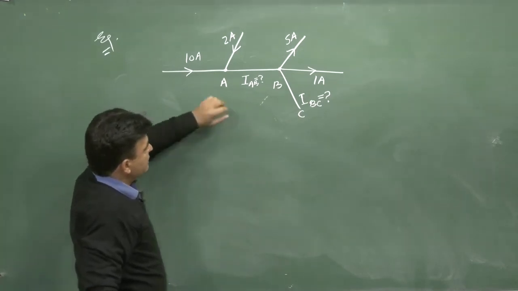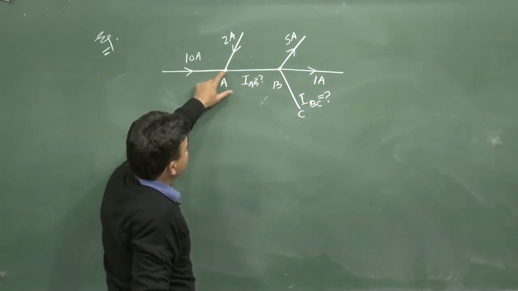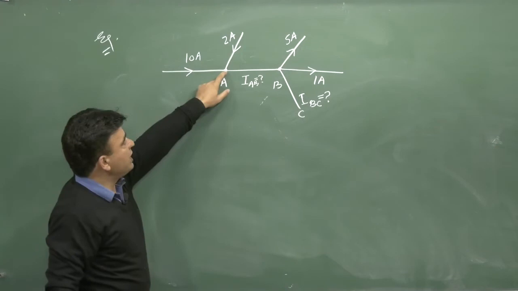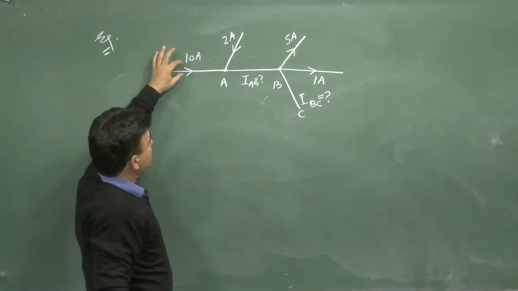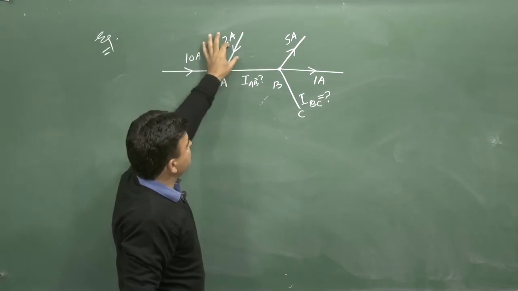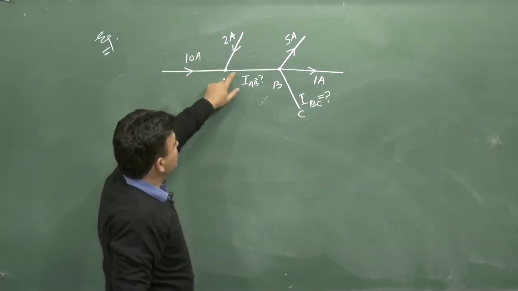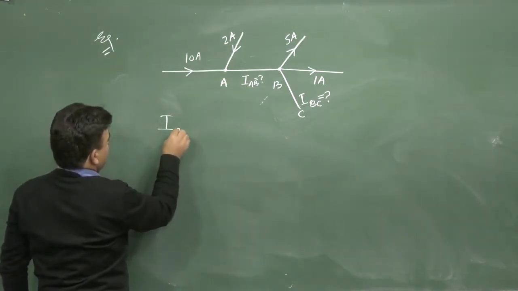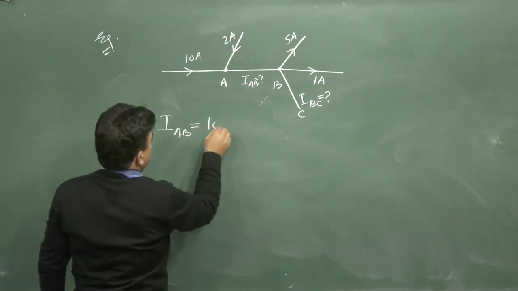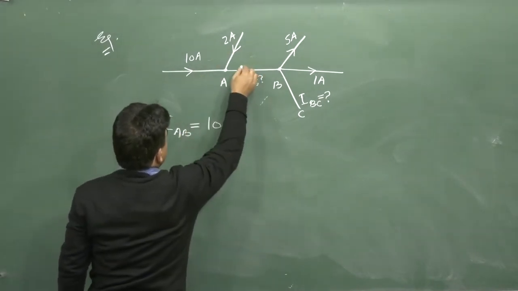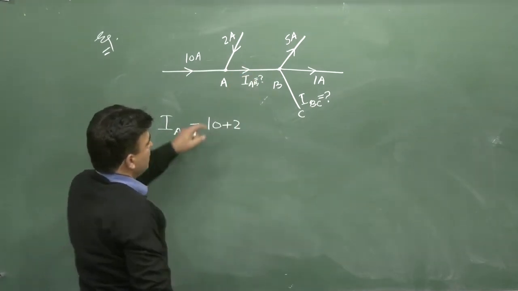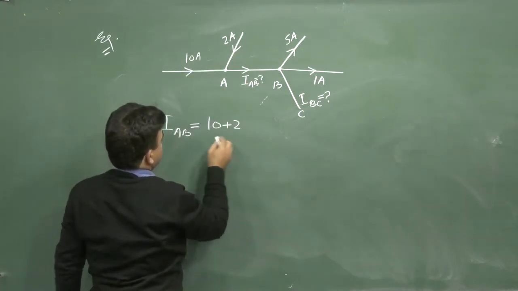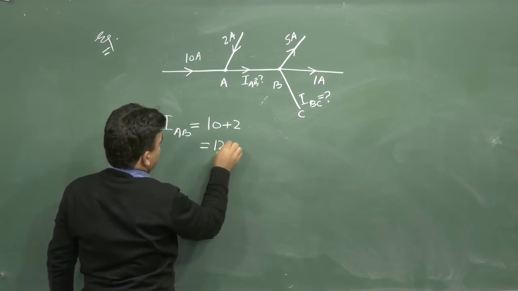In order to find the current in the branch AB, we are going to apply Kirchhoff's current rule at point A. The Kirchhoff's current rule at point A states that the sum of incoming currents, that is current through this branch plus current through this branch, should be equal to the outgoing currents. There is only one branch, so IAB will be equal to 10 plus 2, because these two are incoming, so there must be outgoing current also at junction A, which is equal to the sum of these two currents. That is, current through the branch AB is 12 ampere.